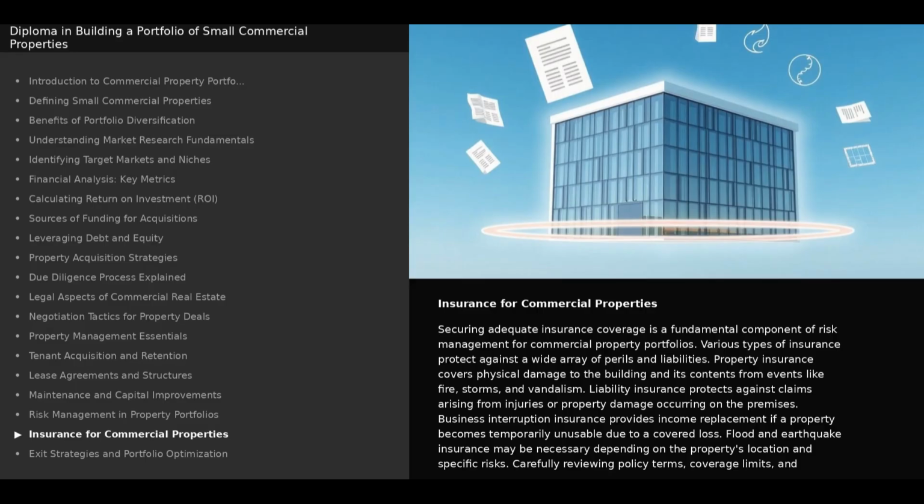Business interruption insurance provides income replacement if a property becomes temporarily unusable due to a covered loss. Flood and earthquake insurance may be necessary depending on the property's location and specific risks. Carefully reviewing policy terms, coverage limits, and deductibles is crucial to ensure comprehensive protection. An insurance broker specializing in commercial real estate can help tailor policies to specific portfolio needs. This essential protection safeguards your investment against unforeseen events. It provides financial security and peace of mind.